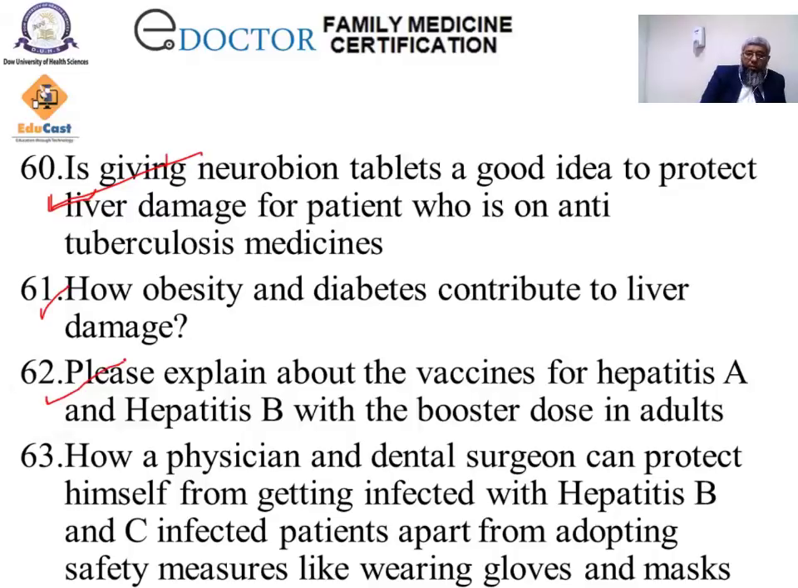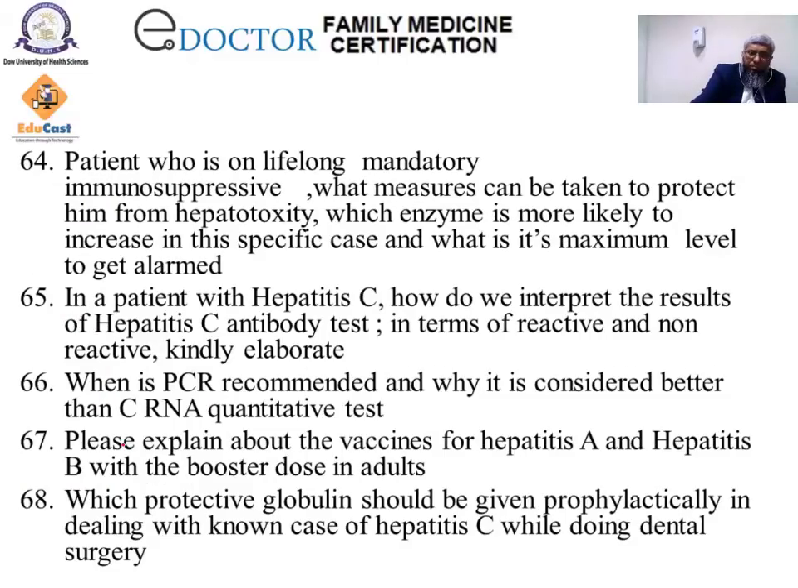Question number 62. Please explain about the vaccines for hepatitis A and B with booster dose in adults. I have mentioned this in the previous question. Question number 63. How can a physician and dental surgeon protect himself from getting infected by hepatitis B and C infected patients, apart from adopting safety measures like wearing gloves and masks? Again, this is a repetition of the question, and I've answered this.